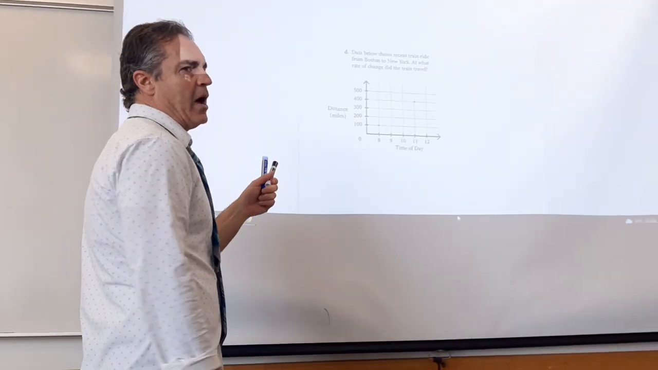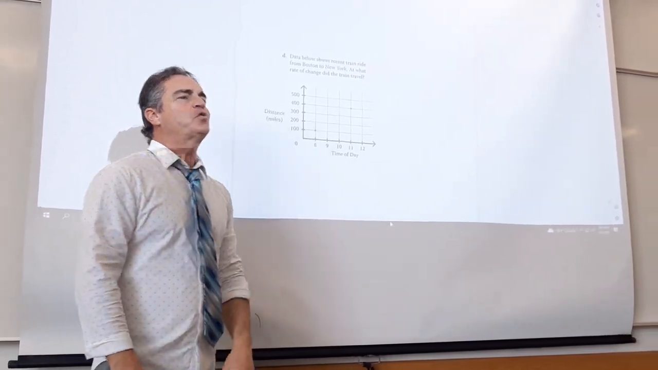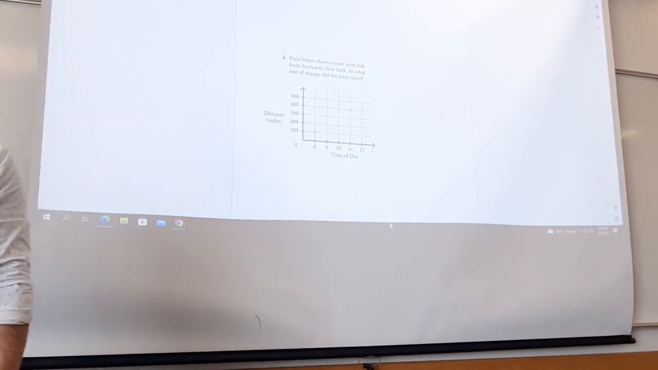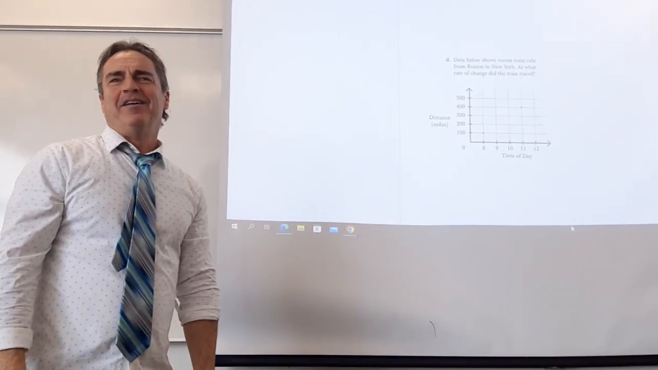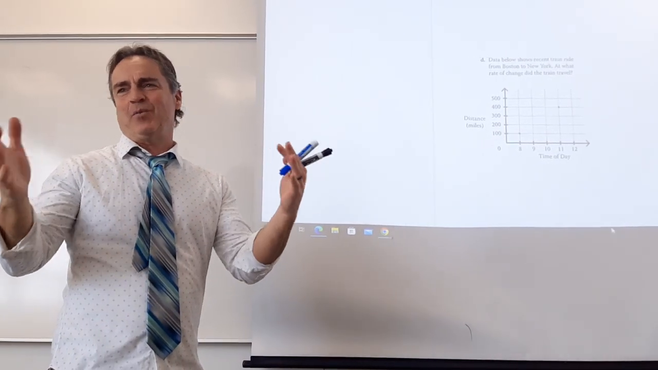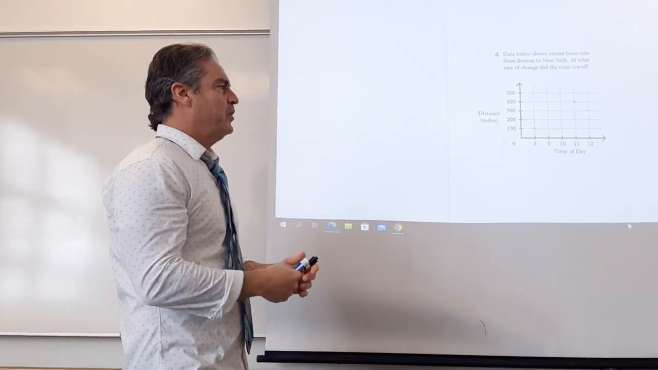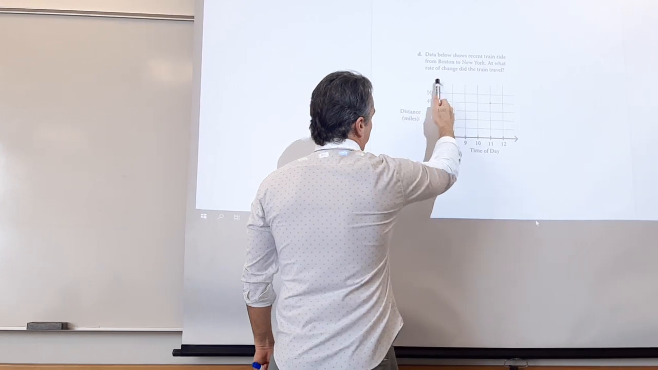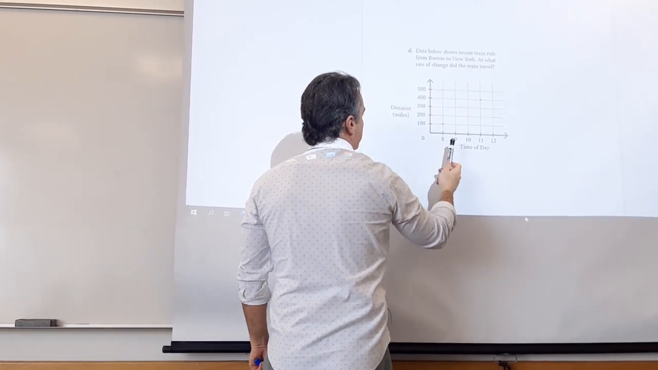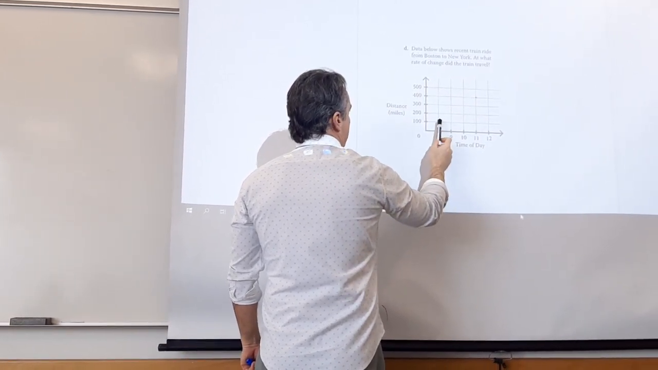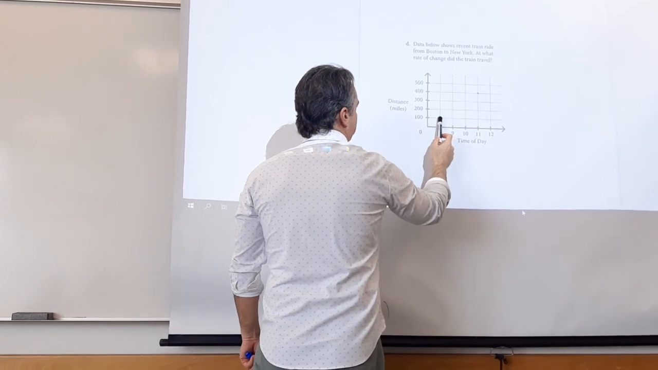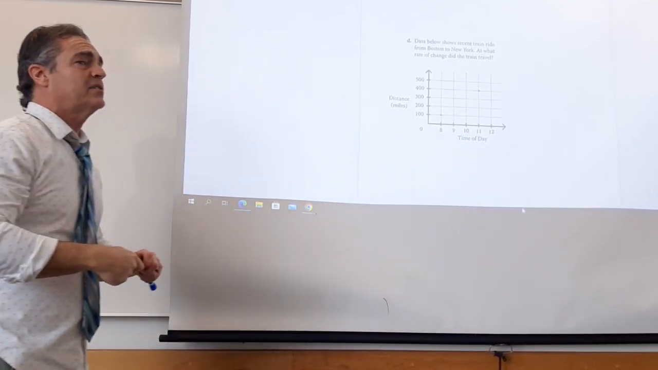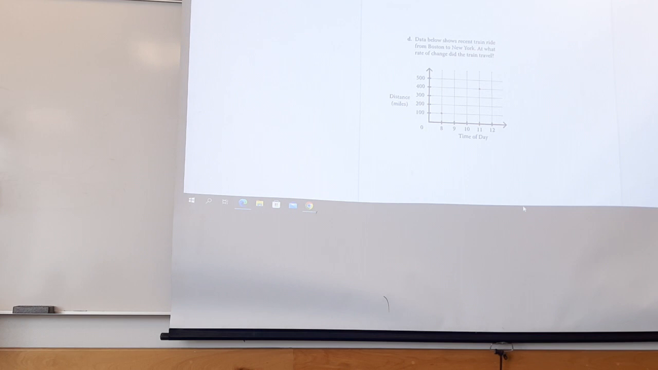So the rate of change. Two ways to do this problem. Who used rise over run? Raise your hand if you use rise over run. Okay? I always smile because it's just a super fast way to do this problem. Let's look at this really quick. The data below shows a recent train ride from Boston to New York. At what rate of change or slope did the train travel? And so if we look at our rise from this point to this point, we're rising from 100 to 400. So we're rising, what's the value? 300. So my rise equals 300.